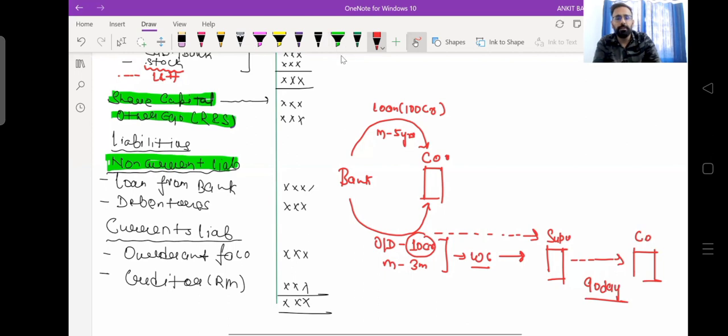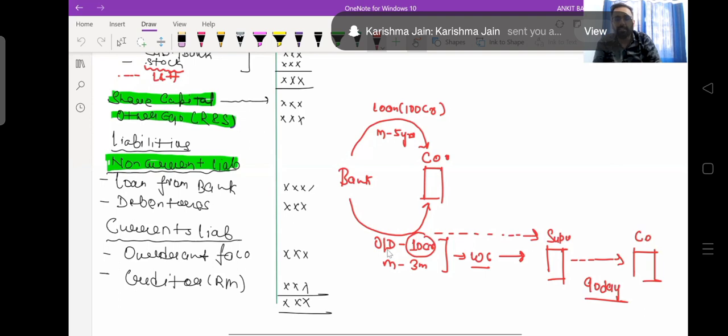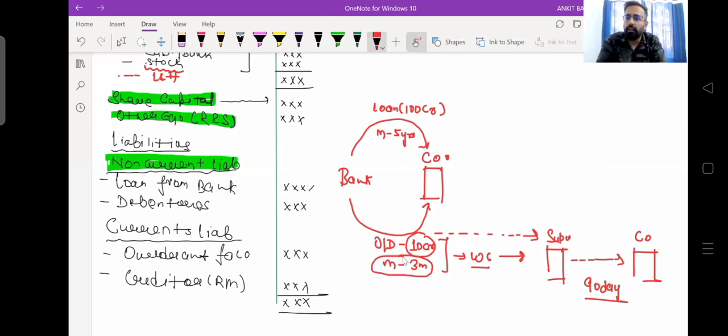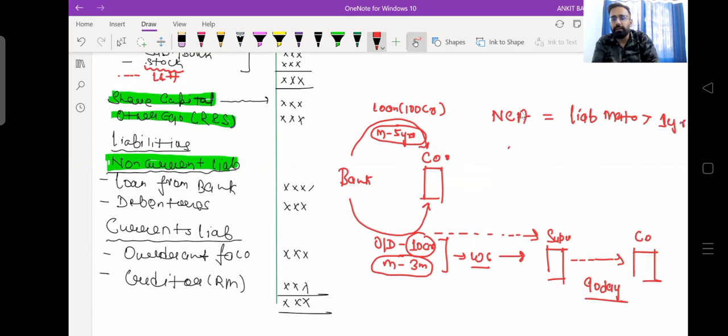Now, the maturity period of overdraft is lesser than 1 year. We have seen the 1 year condition in case of current assets and non-current assets, and this condition will be applicable here also. If the maturity period of any overdraft or any loan is lesser than 1 year, that loan will be classified as a current liability. If the maturity period of any loan or borrowing is greater than 1 year, it is classified as a non-current liability. I will write it down. Non-current liability means the liability whose maturity is greater than 1 year. I'm absolutely sorry, I said asset earlier. Current liability means the liability whose maturity is lesser than 1 year. It will be classified as a current liability.